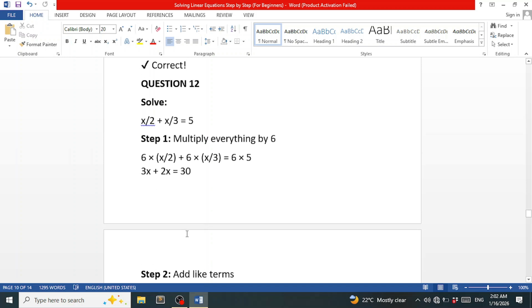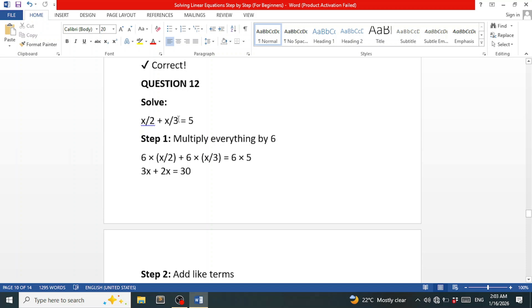Question 12, solve x divided by 2 plus x divided by 3 equals 5. Now you can see we've got fractions, and they all contain the variable x on the numerator, and the denominators, the numbers below, are not the same, 2 and here is 3. What are we gonna do? First get the denominators, 2 and 3, and you multiply them, we're gonna have 6.